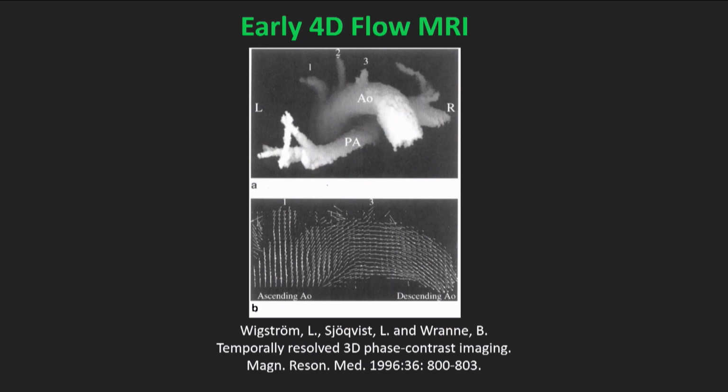And then I wasn't even aware of this work until I started preparing this talk, but this was really impressive. 1996, one of the first time-resolved 3D phase contrast imaging, what we call 4D flow today. And it's actually pretty nice. I don't know how long it took to create those images, but now thanks, oops, sorry.